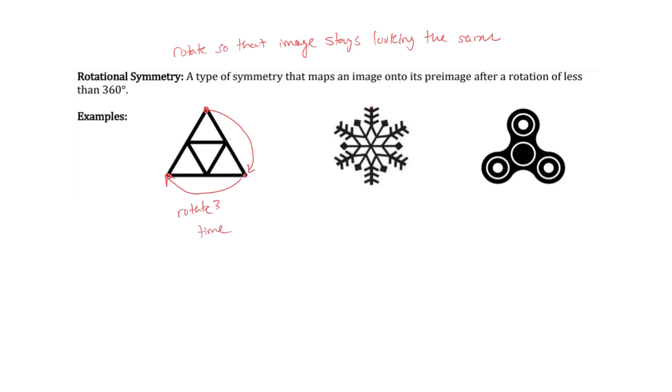This one we can see there's kind of 6 of the same looking pieces. So we can rotate this 6 times. And the last one, we have 3 same images, so we can rotate that 3 times. Okay, so all of these have rotational symmetry.